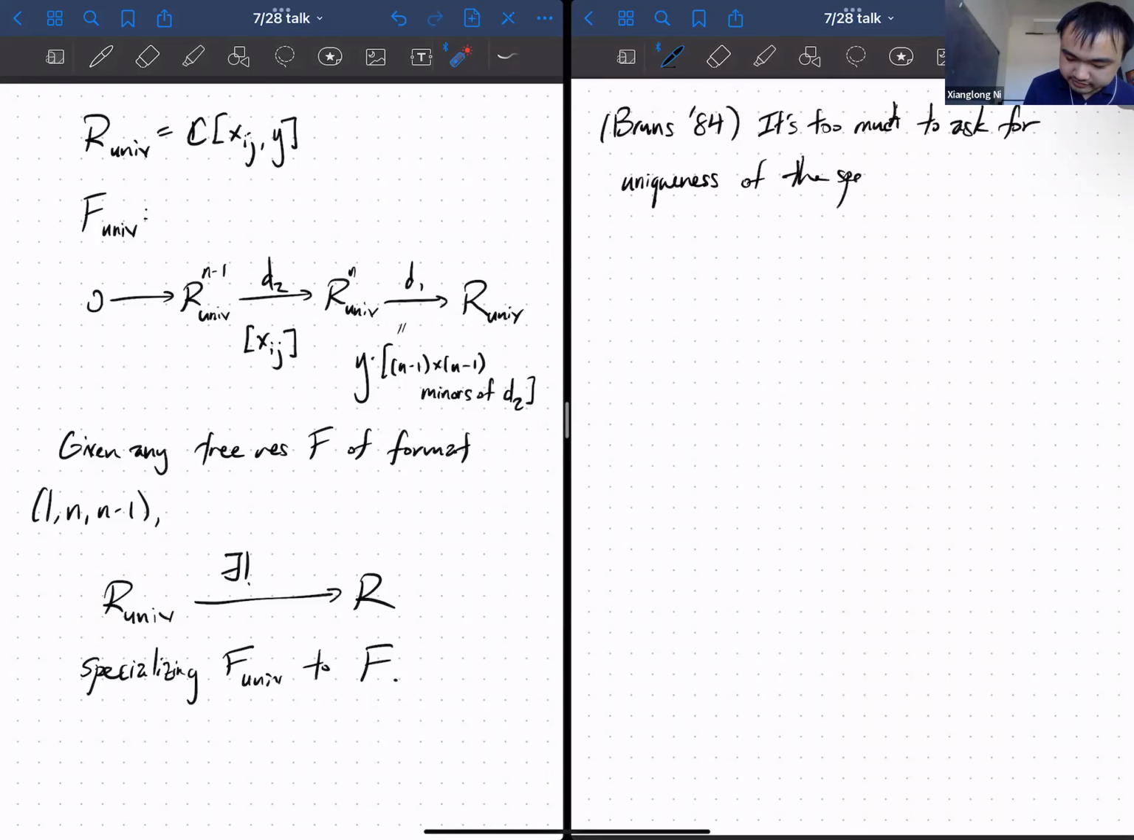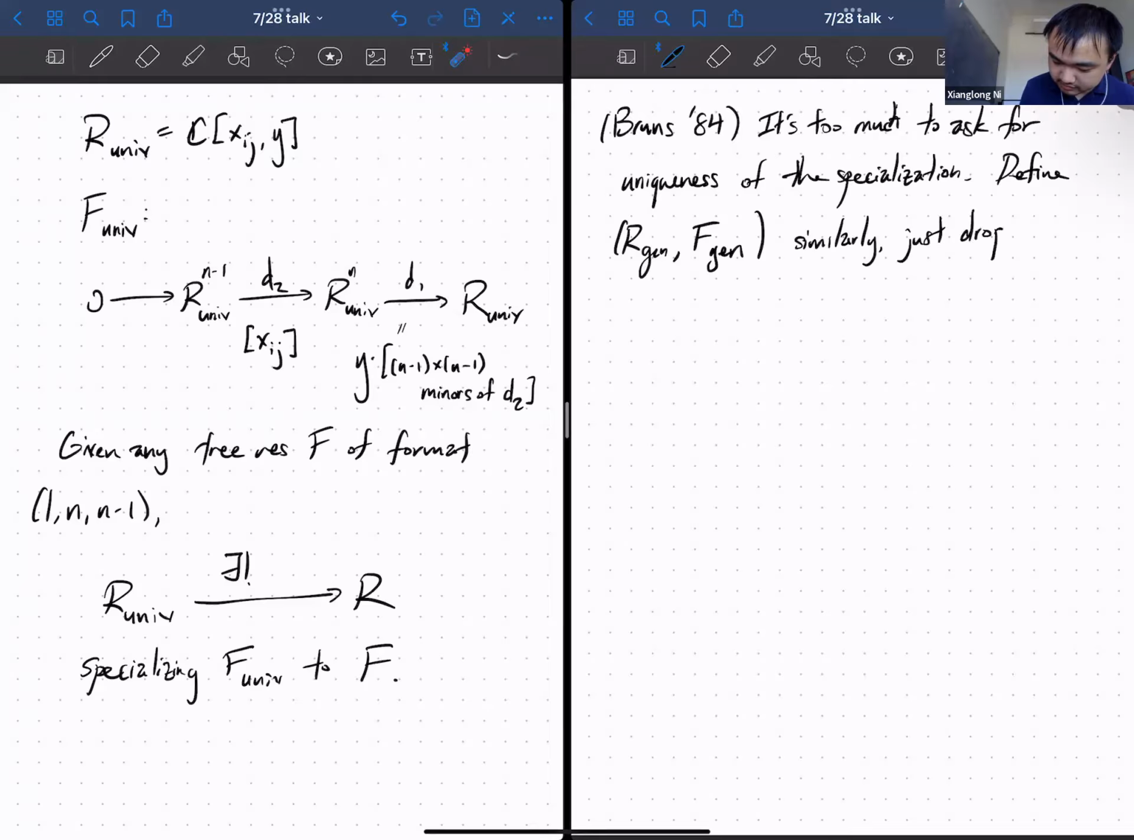Specialization. All right, so define the generic pair instead of the universal pair, just dropping the uniqueness requirement. Such an object always exists.